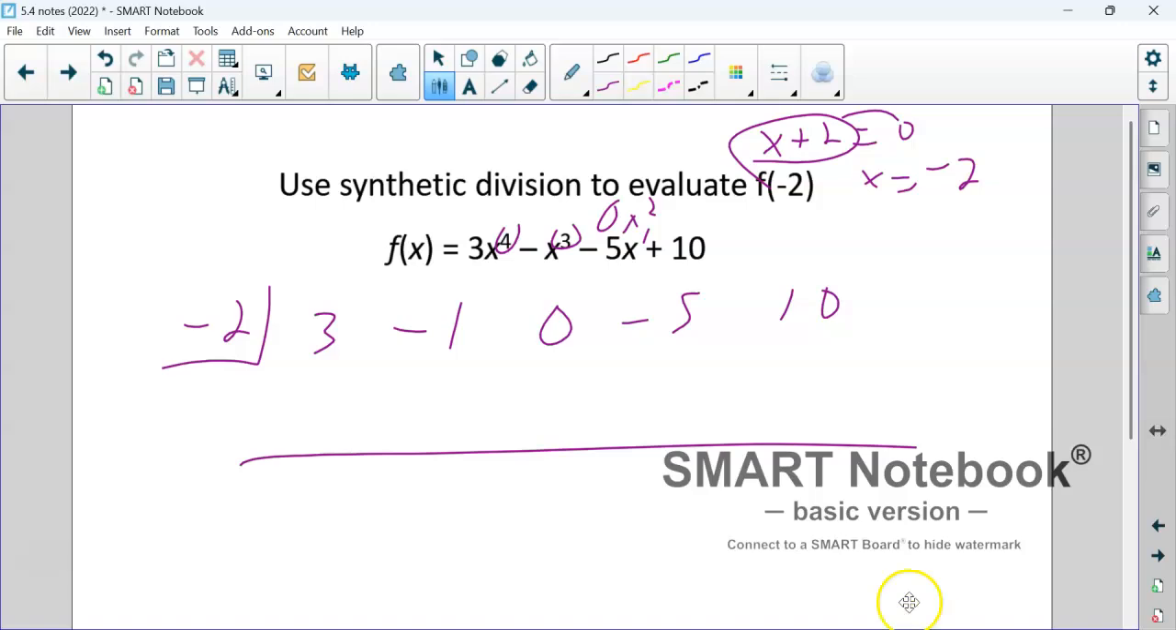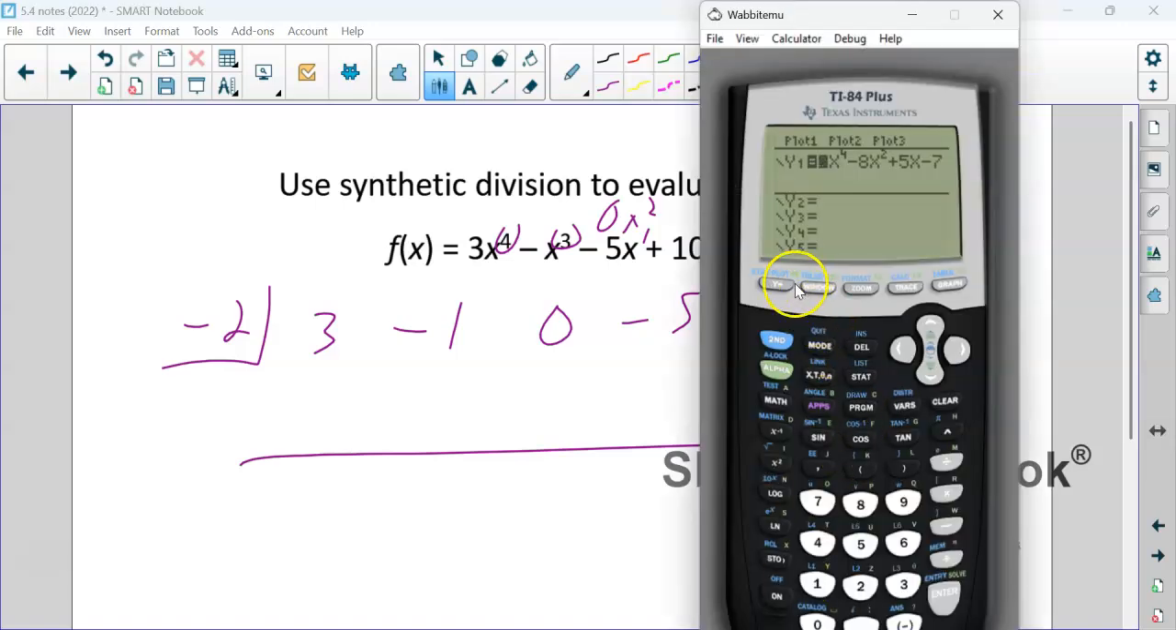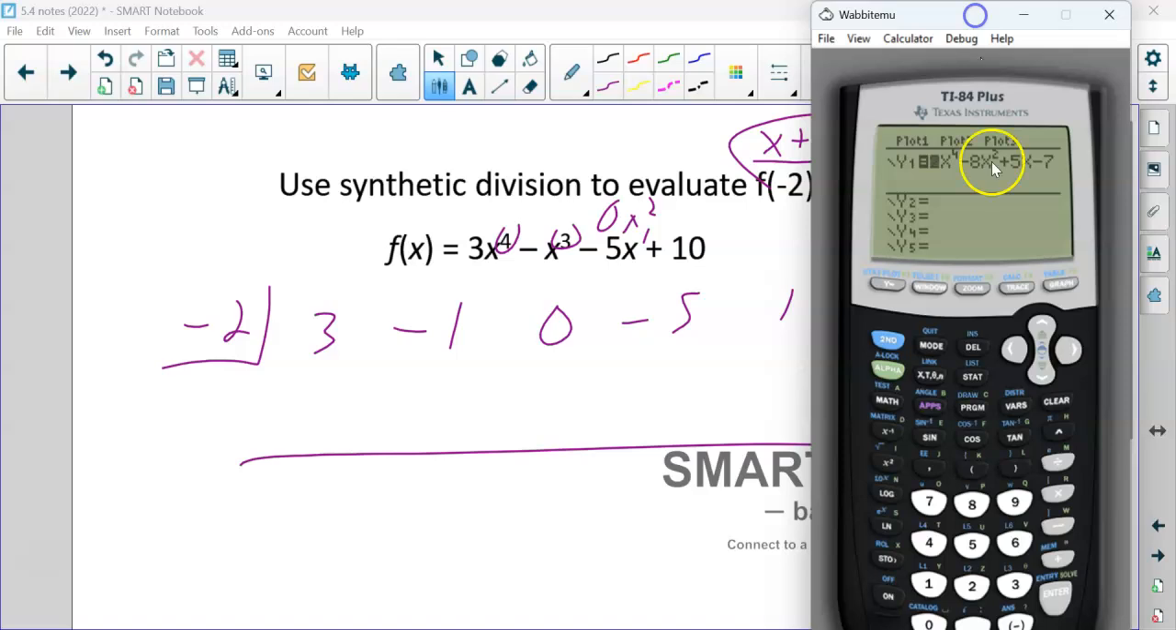Now again, the beauty of this is before I even do this, I could go into my calculator, and this is not required, but you can save yourself the trouble. 3x to the power of 4, minus x to the power of 3. Make sure you come down. Minus 5x plus 10. Plus didn't show up. Always double check. Go to my table. Evaluate -2. I should get 76.